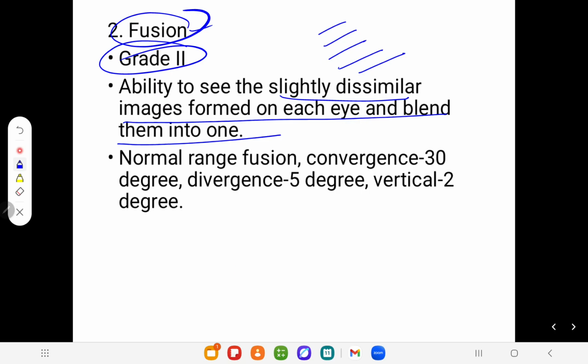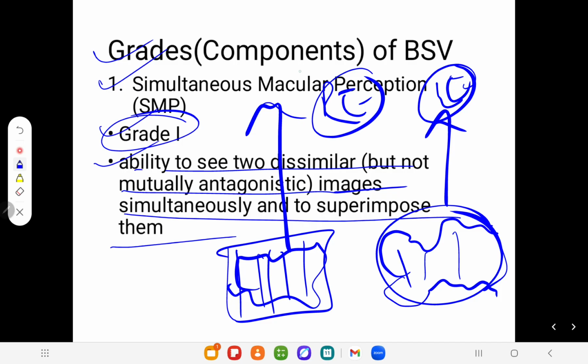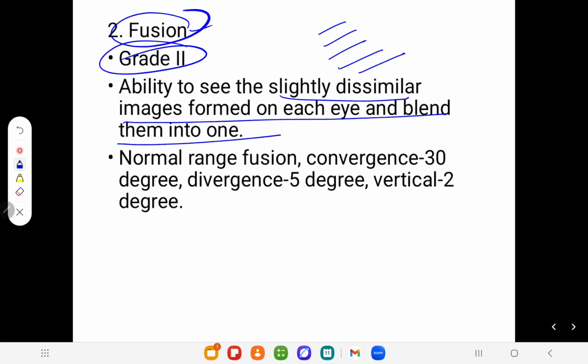That's why I have told you, in case of synaptophore, just watch the simultaneous macular perception slide. They are definitely different, like cat and tiger. But in case of fusion, they are slightly different. What is that? The rabbit with one holding a flower, another holding nothing. One has a tail, another has nothing.